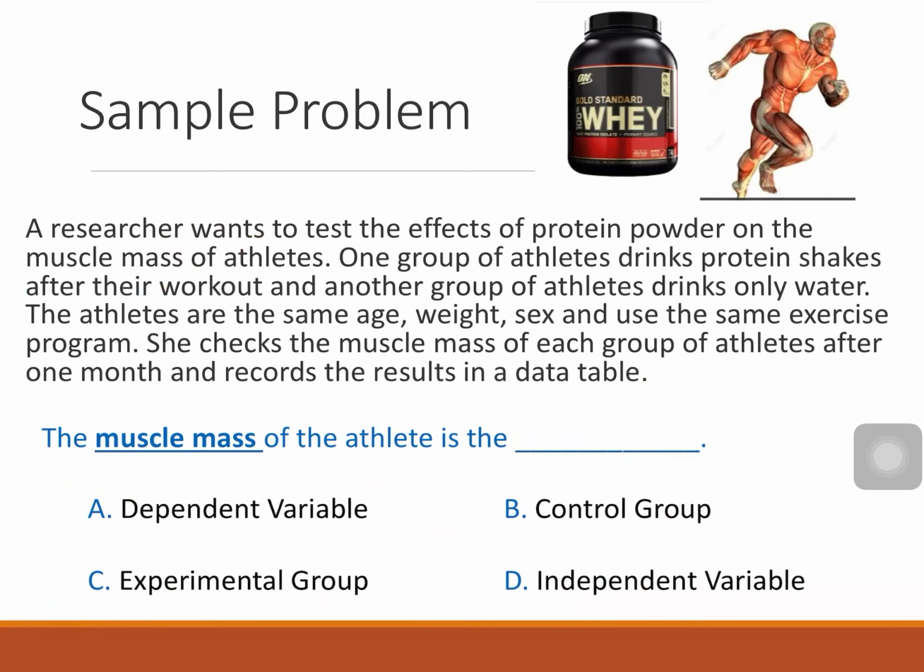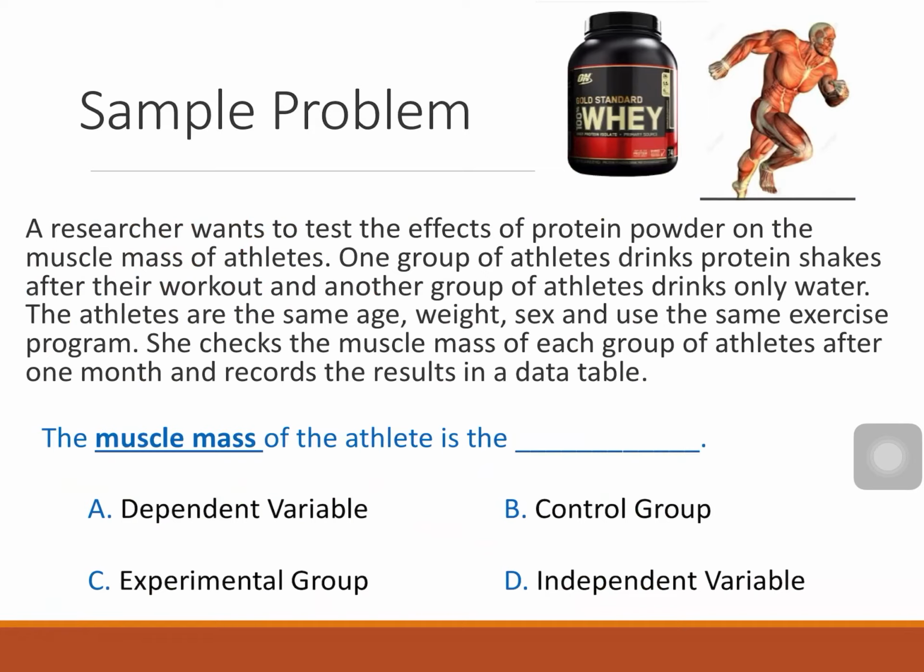Okay, we're going to do a sample problem, and I'll read this to you. A researcher wants to test the effects of protein powder on the muscle mass of athletes. One group of athletes drinks protein shakes after their workout, and the other group of athletes drinks only water. The athletes are the same age, weight, sex, and use the same exercise program. That means they're all the same age, so maybe 17, they all weigh 170 pounds, they're all male, and they all are just doing push-ups. Same exercise program.